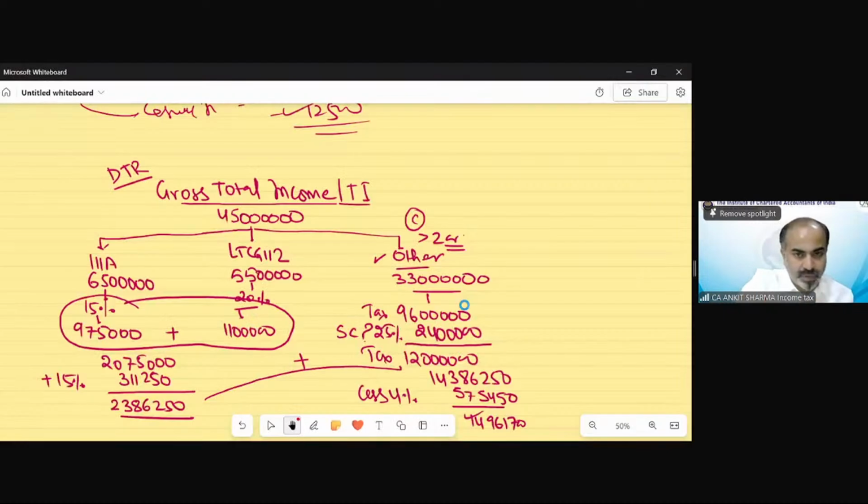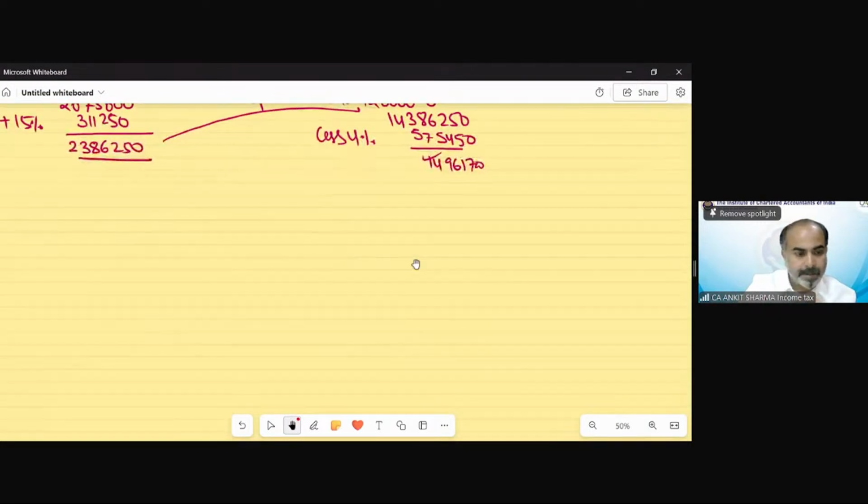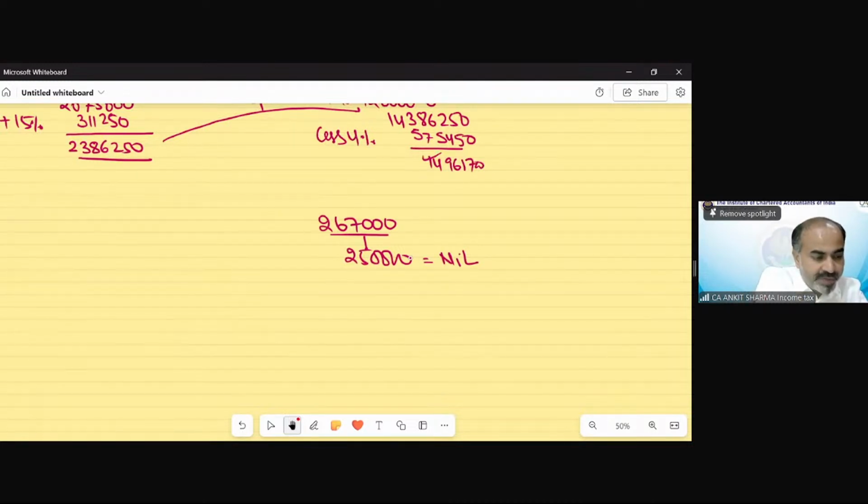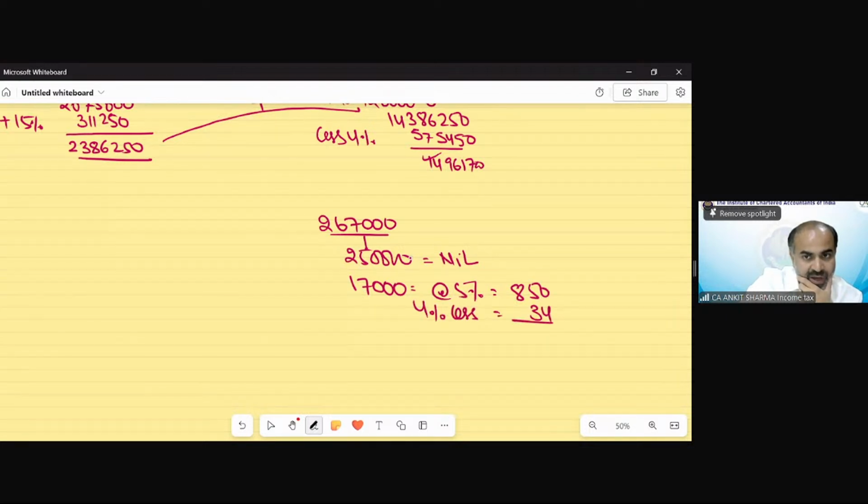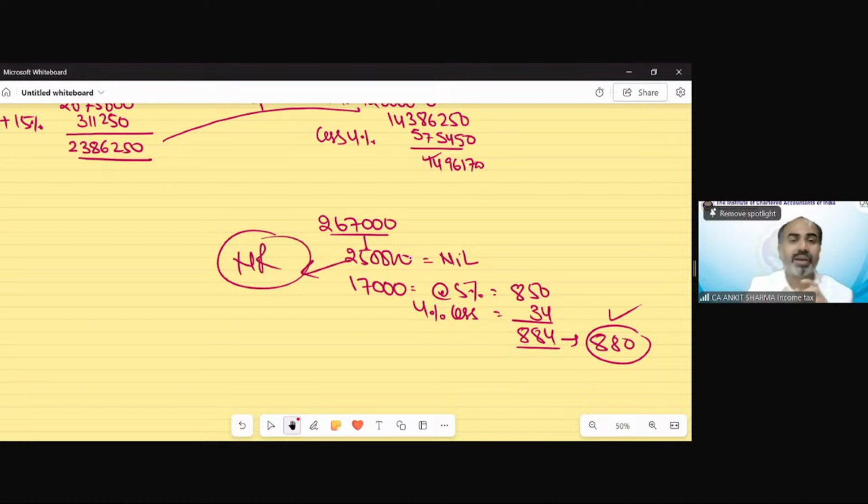So how do we find out the answer? Look, the income in this question was 2,67,000. Up to 2,50,000 there would not be any tax. Clear? But the balance 17,000 would be taxable at the rate of 5%. So that would be 850 rupees. And when we apply 4% cess, that is 34. So the answer would be 884, and it should be in the multiple of 10, so that would be 880. Now rebate is not applicable because he is a non-resident. So he cannot claim the benefit of rebate.